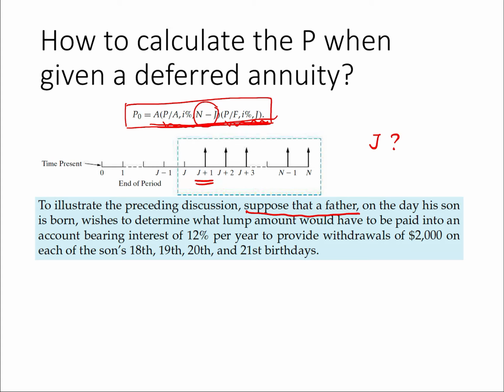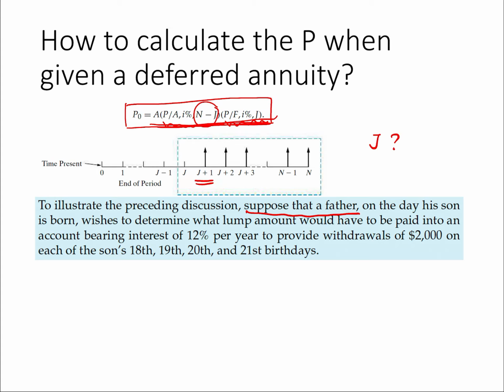So suppose that a father, on the day his son is born, that's the present time, that's the 0, okay, that's time 0. So the father at the beginning wishes to determine what lump amount would have to be paid into an account bearing interest of 12% per year, so that it can provide withdrawals of 2,000 on each of the son's 18th, 19th, 20th, and 21st birthdays. How sweet it is. So the father wants to save an amount of money when his son was born. And then what he wants is after 17 years, his son can withdraw some 2,000 from that account on his 18th birthday. And then he could do the same thing on his 19th birthday and 20th birthday and 21st birthday.